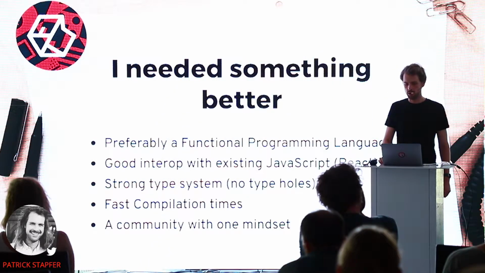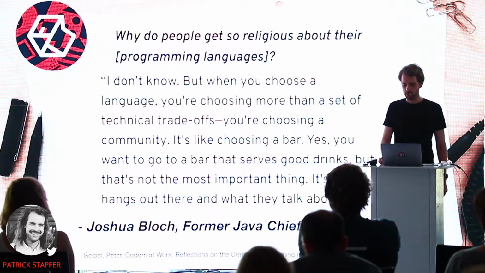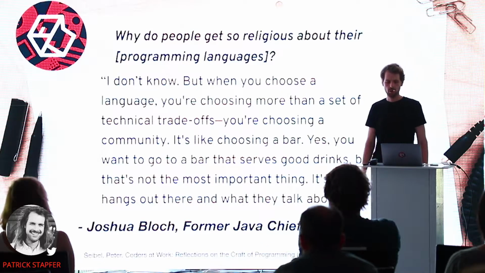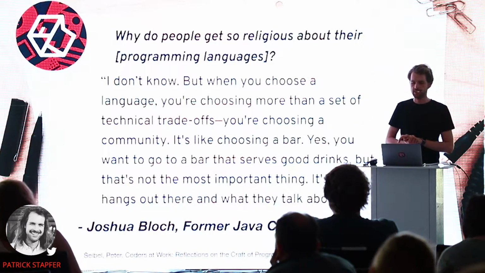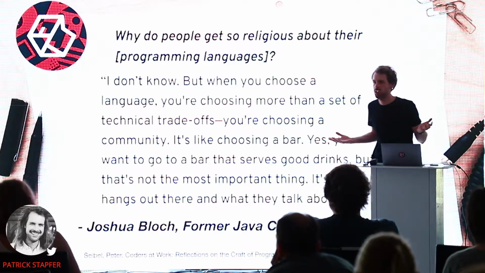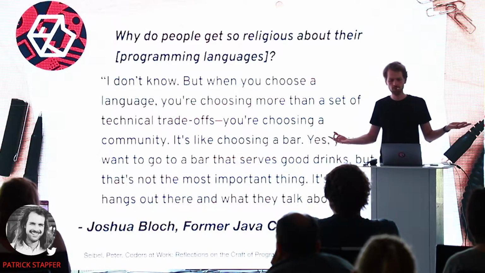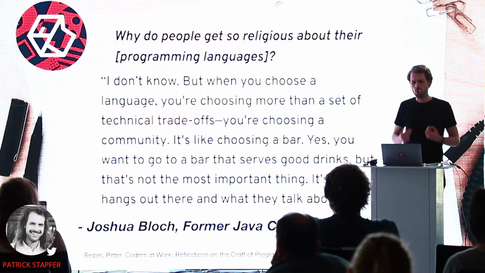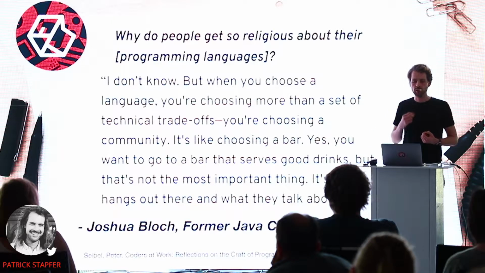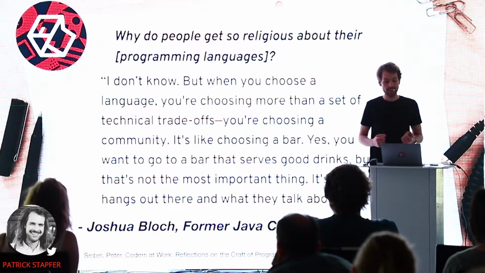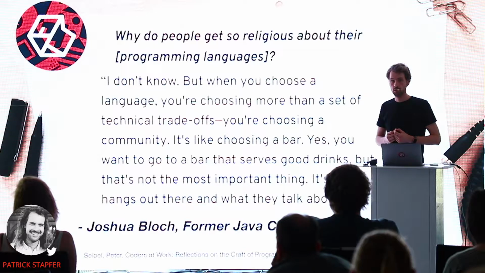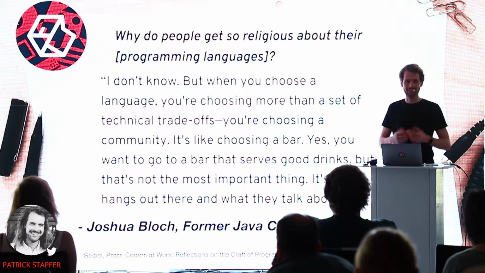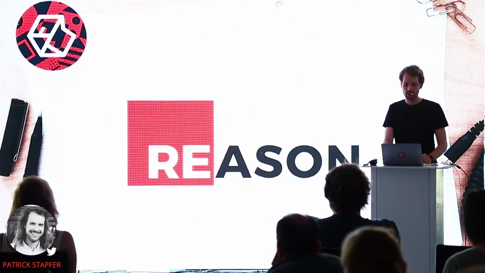And I have a very nice quote from a very interesting book, Coders at Work: Reflections on the Craft of Programming. In an interview, Joshua Bloch, a former Java chief architect at Google, was asked, why do people get so religious about their programming languages or paradigms? And his answer was, I don't know. But when you choose a language, you're choosing more than a set of technical trade-offs. You're choosing a community. It's like choosing a bar. Yes, you want to go to the bar that serves good drinks, but that's not the most important thing. It's who hangs out there and what they talk about. So I'm glad that today I will talk a little bit more about my favorite bar, which is ReasonML.